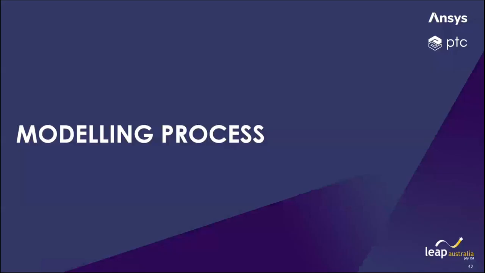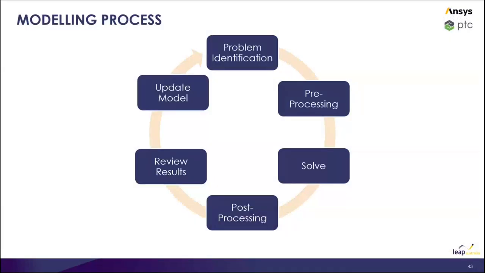When it comes to the modeling process, it's important to understand that the modeling process itself is iterative, right? We start with some sort of identification of what my problem might be. We'll go then into pre-processing, so setting up the geometry and setting up the mesh. We'll then solve, look at the actual simulation, look at the results, and review them. Are they what we expected? And then go through and maybe make some changes to it.